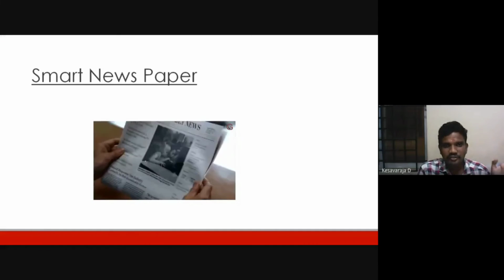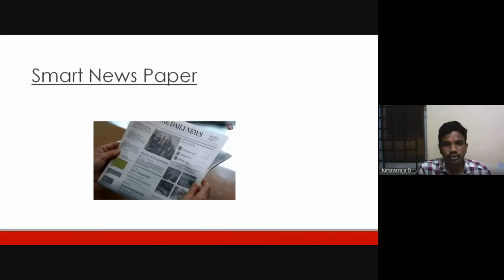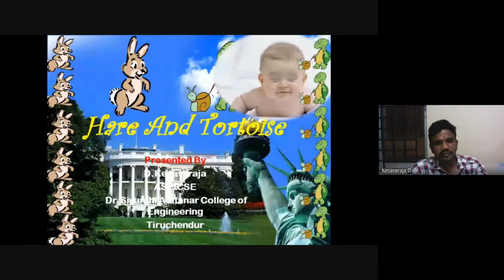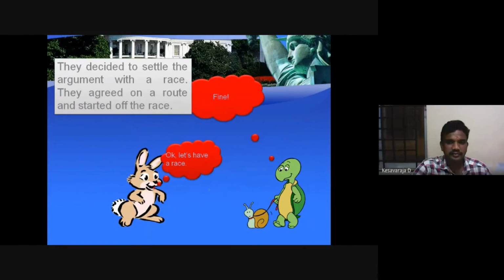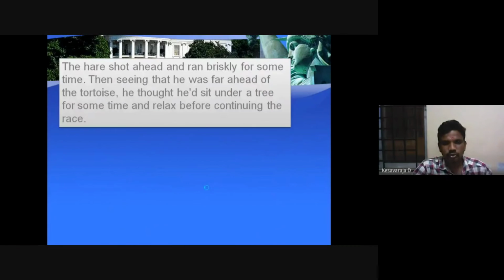I started with a story, so at last I end with a story. The story is the hare and the tortoise, which all of you are familiar with. Once upon a time, there was a race between a hare and a tortoise. The reason for the race was who runs faster. Hare said, I am a fast runner. Tortoise said, no, I am a fast runner. So the race started.